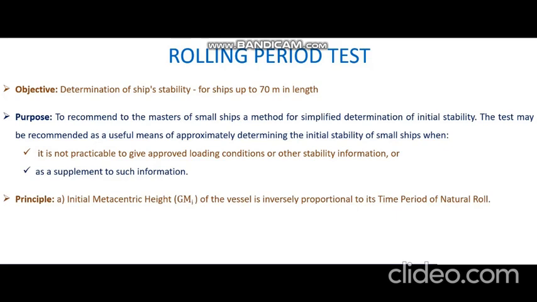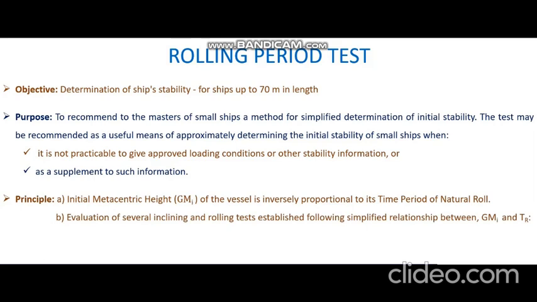What is the principle of this test? The initial metacentric height of a vessel is related to the natural period of roll: the square root of GM is inversely proportional to the natural period of roll, and that gives a relationship between GM and the period of roll.